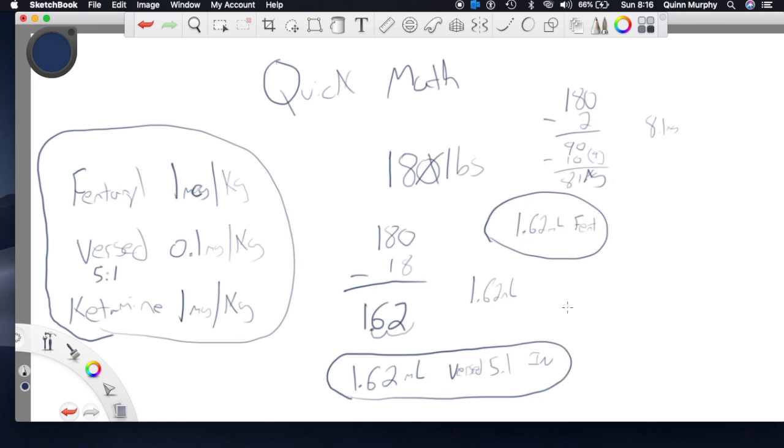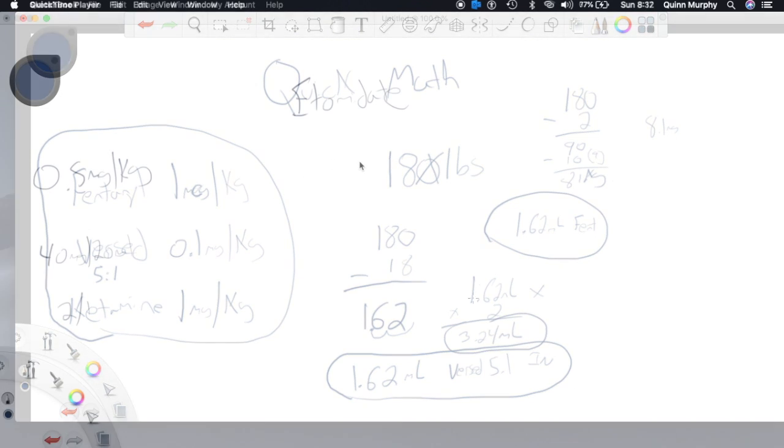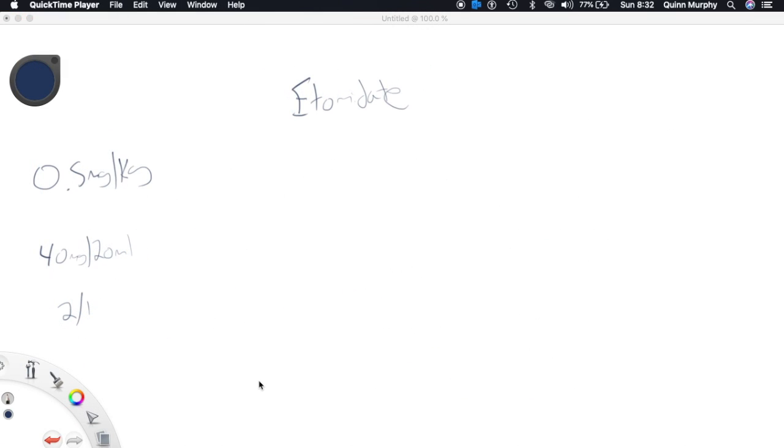But now let's say they're in respiratory compromise. I need to give 2 milligrams a kilogram. So I just simply take 1.62, multiply that by 2, and that is going to give me 3.24, I think. So for that, I'll just use a calculator. 1.62 times 2, 3.24 mLs of ketamine for DAI.